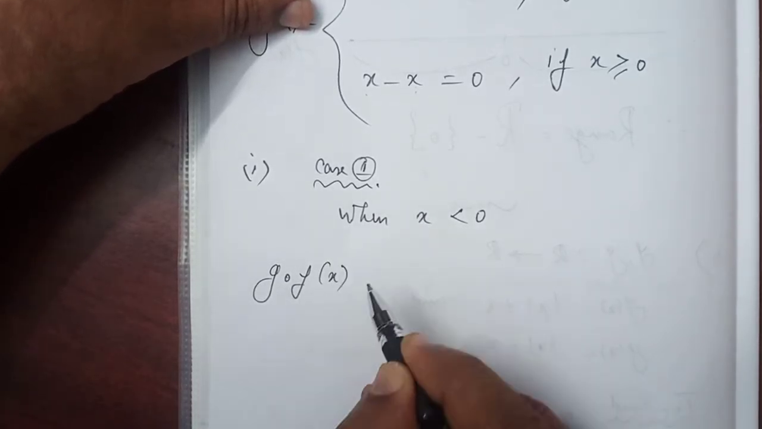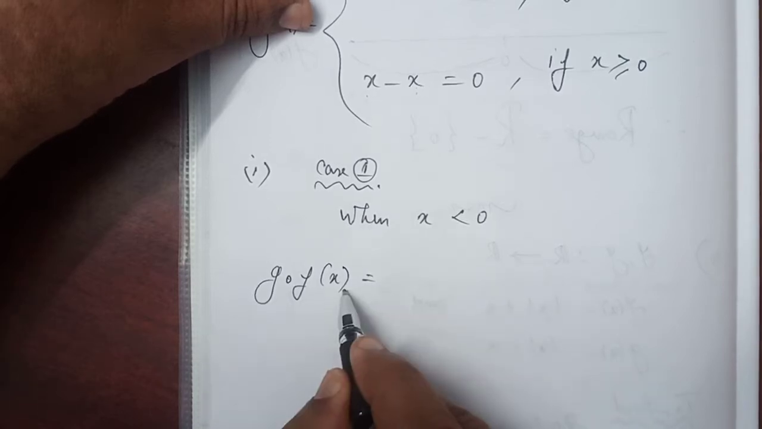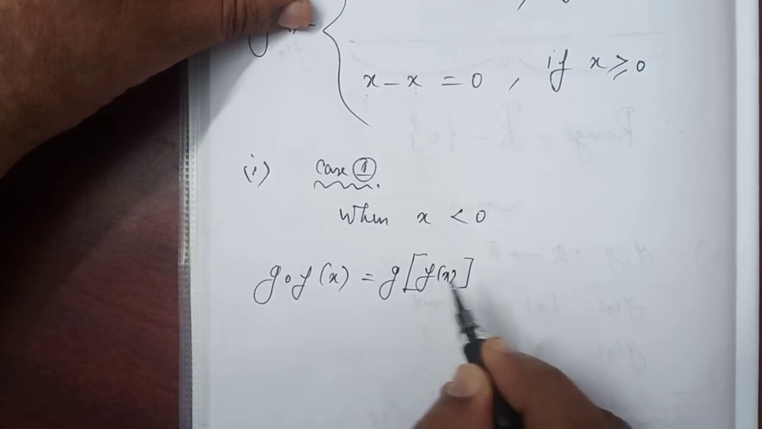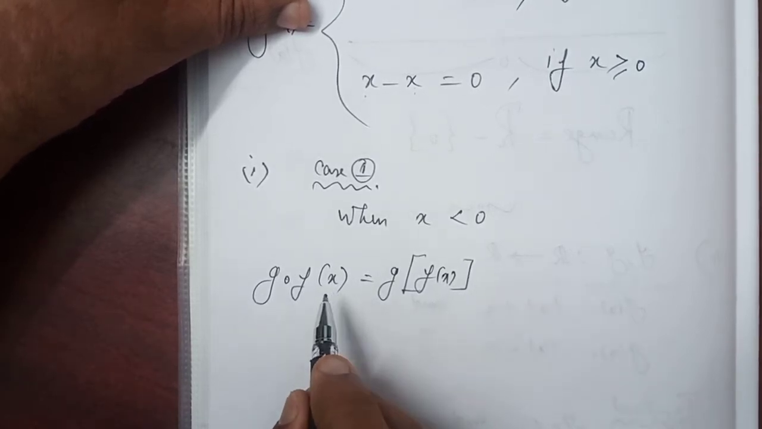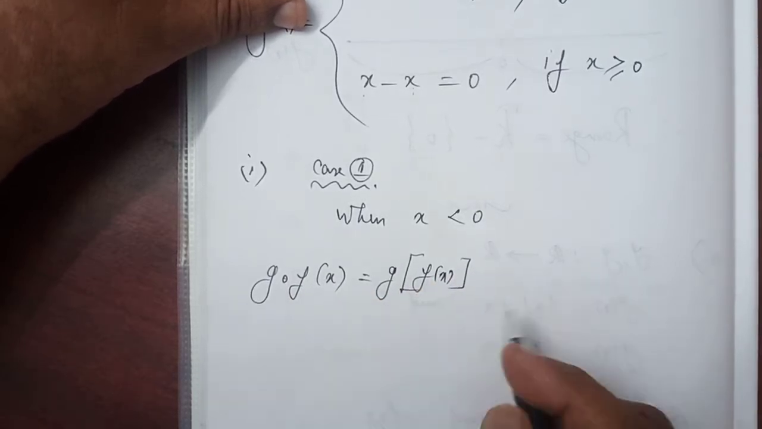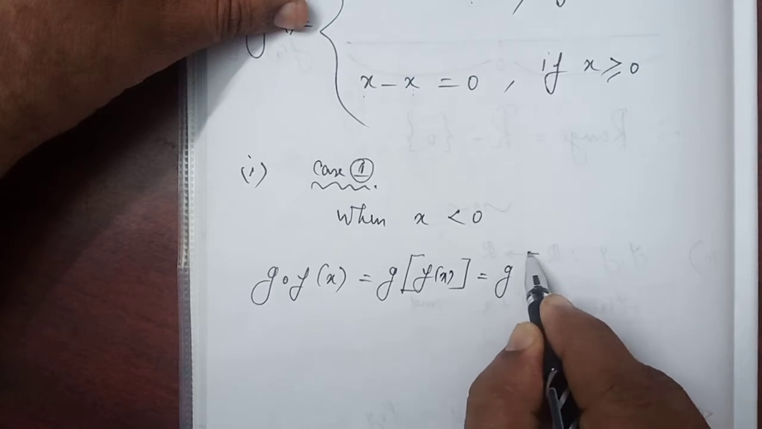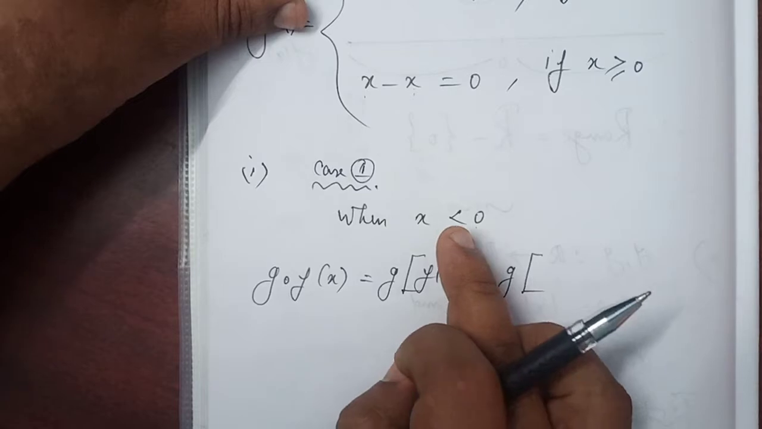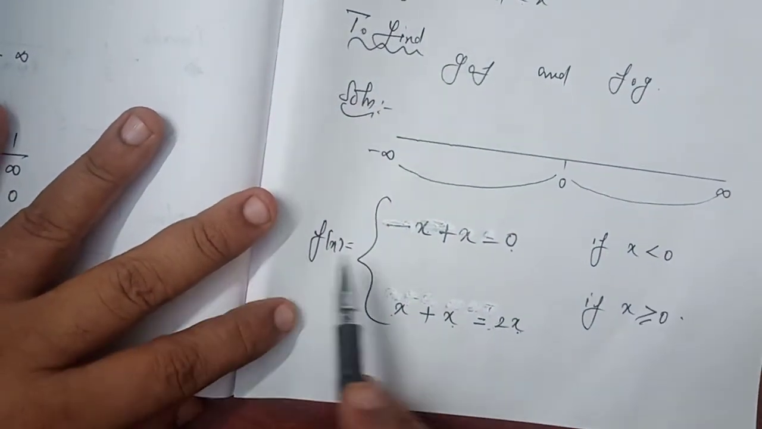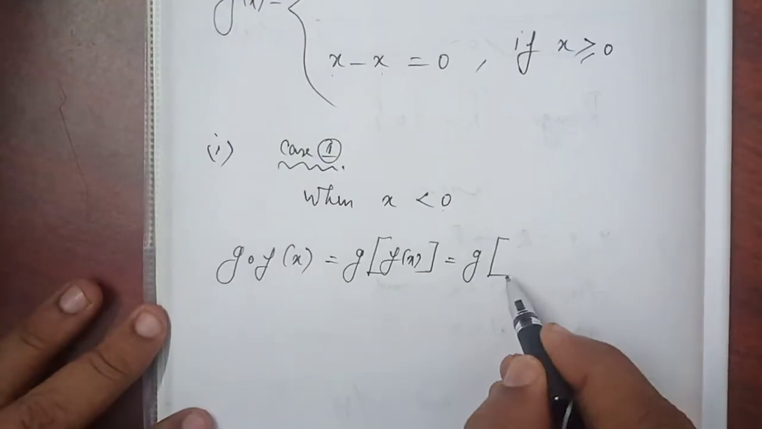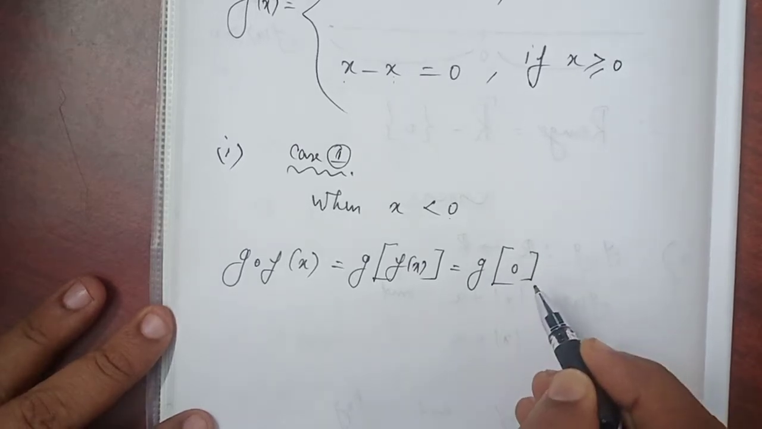For x less than 0, I am going to find g dot f. First introduce x. This can be written as g of f of x. You are asked to find g dot f, so first you have to introduce x. That is equal to g, write g as it is. For x less than 0, what is f of x? It is 0. So this can be replaced by 0.